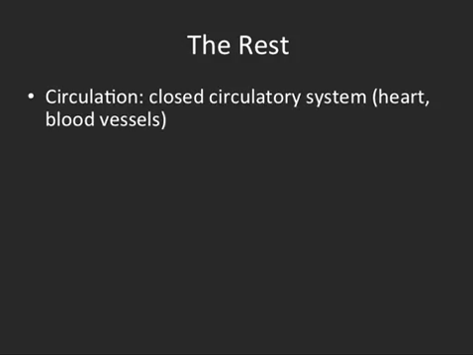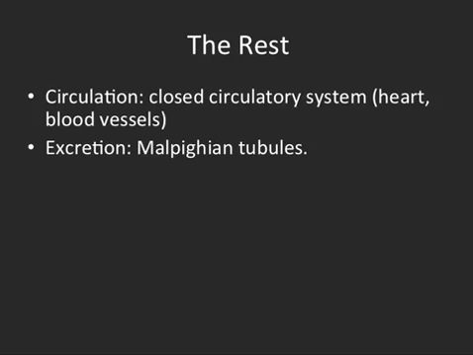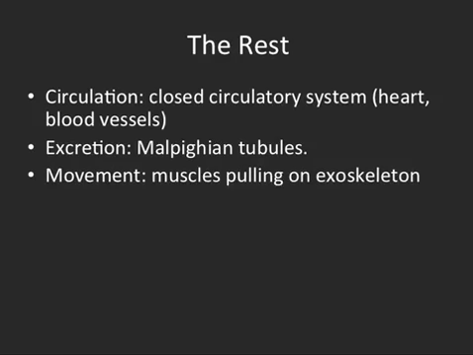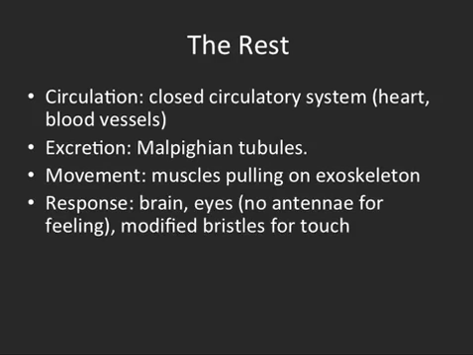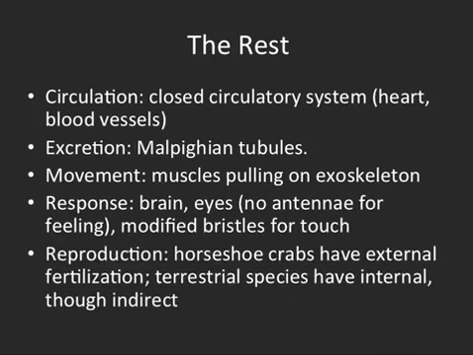Now for the rest of the 7 survival characteristics. All chelicerates have closed circulatory systems, just like all other arthropods. They excrete using Malpighian tubules, just like all other arthropods. They move by the muscles pulling on the exoskeleton, just like all other arthropods. They do have brain and eyes, but they don't have antennae for feeling. They do have modified bristles for touch. And then in reproduction, horseshoe crabs have external fertilization, and terrestrial species have internal fertilization, though indirect.